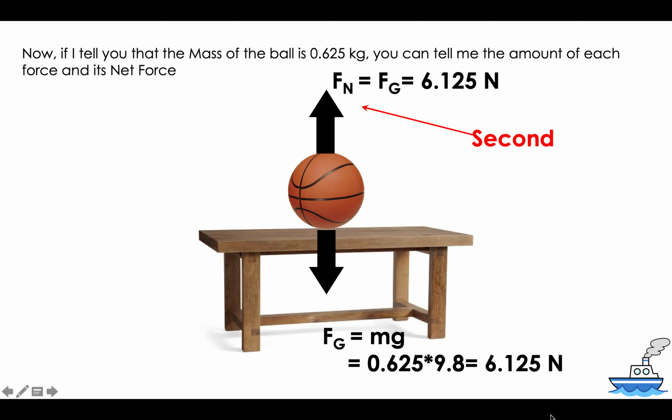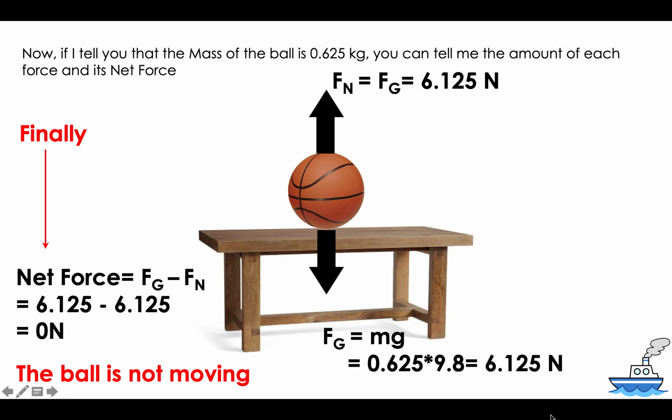Now, normal force is the second one to be calculated, and because it's on a flat surface that is horizontal or perpendicular to the gravity force, it's equal to the force of gravity. So without calculation, it will be equal to 6.125 newtons.